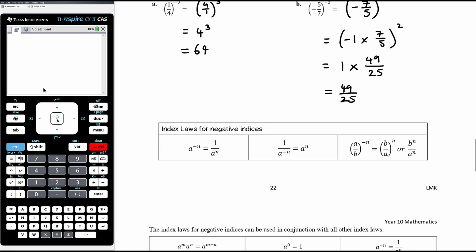Okay, so summarising our index laws for negative indices, a to the negative n, the negative tells you you're on the wrong side of the fraction, you should be on the bottom, and you should be a to the positive n.